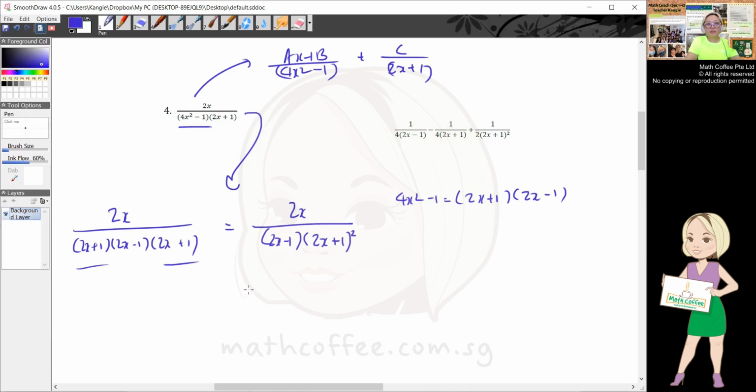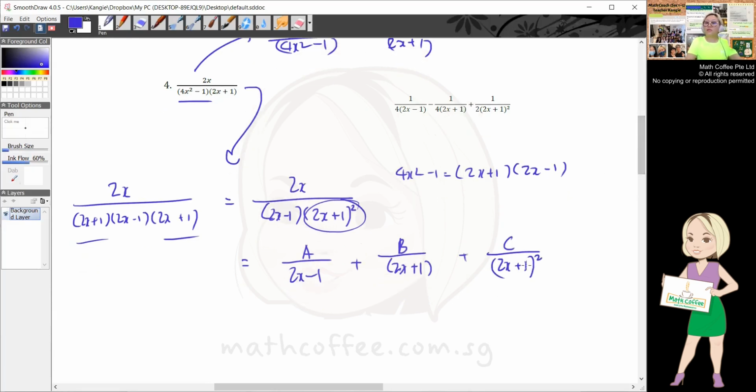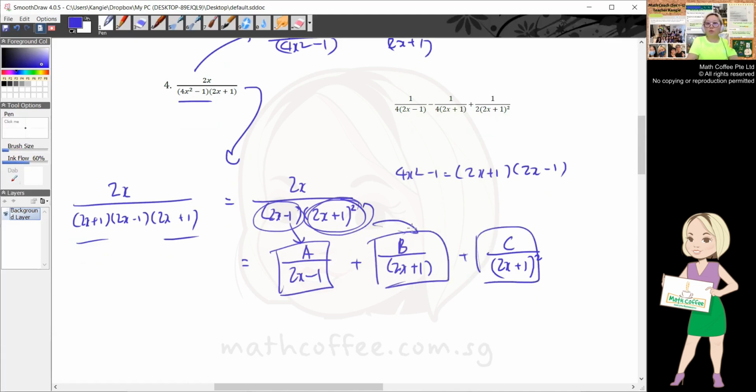You see that? So this one should give birth to a over 2x minus 1. And this one, the repeated, which is case 2, will give birth to 2 fractions. It will give birth to b over 2x plus 1, and it will give birth to c over 2x plus 1 squared. So you see, it comes up with 3 fractions. This one is under case 1, which gives birth to 1. This one is under case 2, which will give birth to 2.